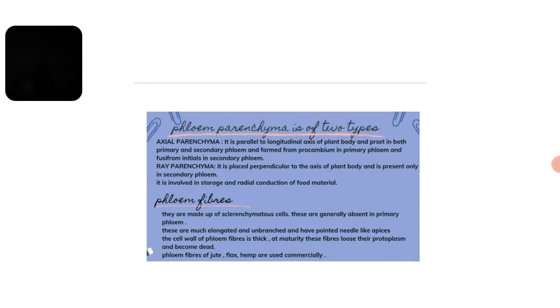So the sieve tube element is an elongated thin-walled cell having living cytoplasm but no nucleus. Here the sieve tube lacks the nucleus at maturity. The sieve tube is made up of sieve plate, okay, and sieve pores, sieve areas.